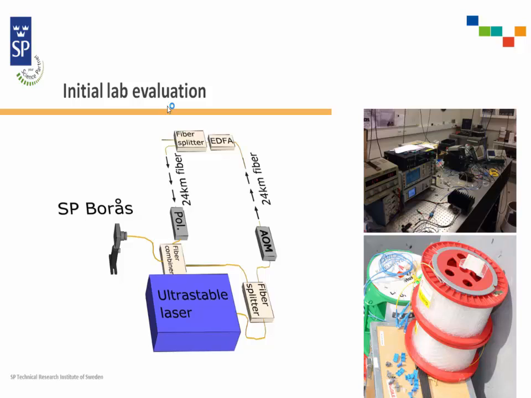So we set up a simple experiment in the lab, an initial lab evaluation. We used the ultra-stable laser. We split off some of the light to a reference arm, and the rest we sent to an acousto-optic modulator, which transmitted it through 24 kilometers of fiber before we amplified it and split off about 10% of the light. We sent it back and created a beat note. In this case, we used lab spools of fiber.